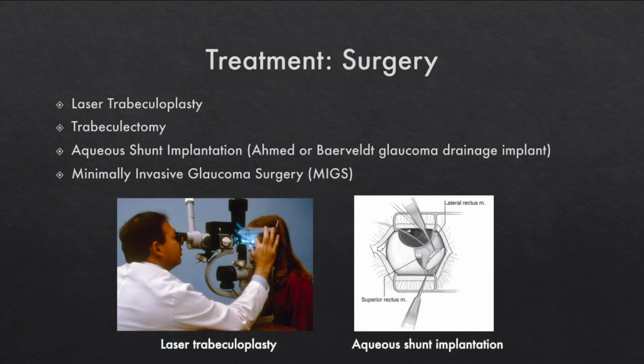Surgical techniques are commonly used when medical therapy fails or as an adjunct treatment. These procedures work to facilitate outflow or provide alternate drainage routes for aqueous humor. Laser trabeculoplasty can be performed in the office, while trabeculectomy, aqueous shunt implantation, and minimally invasive glaucoma surgeries are performed in the operating room.